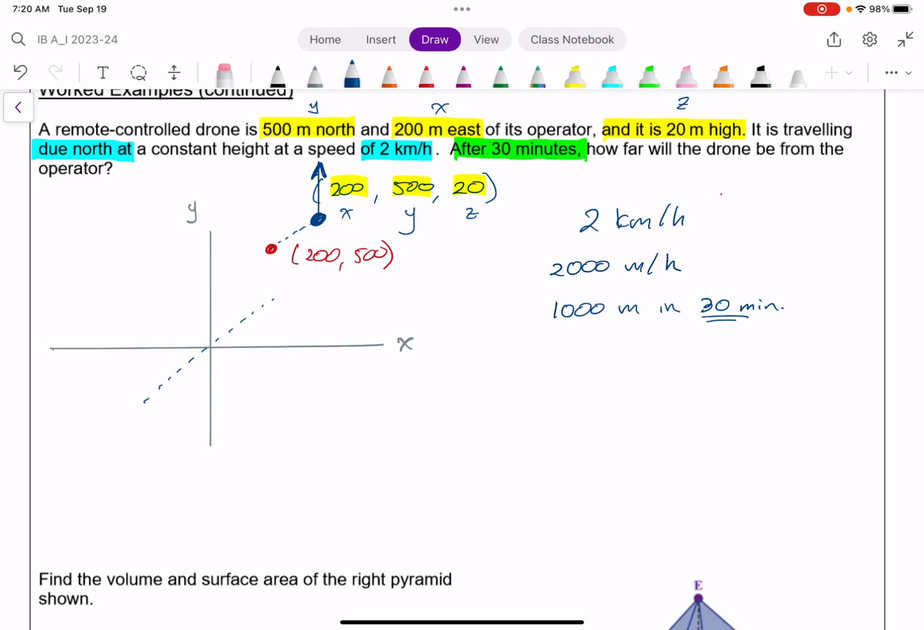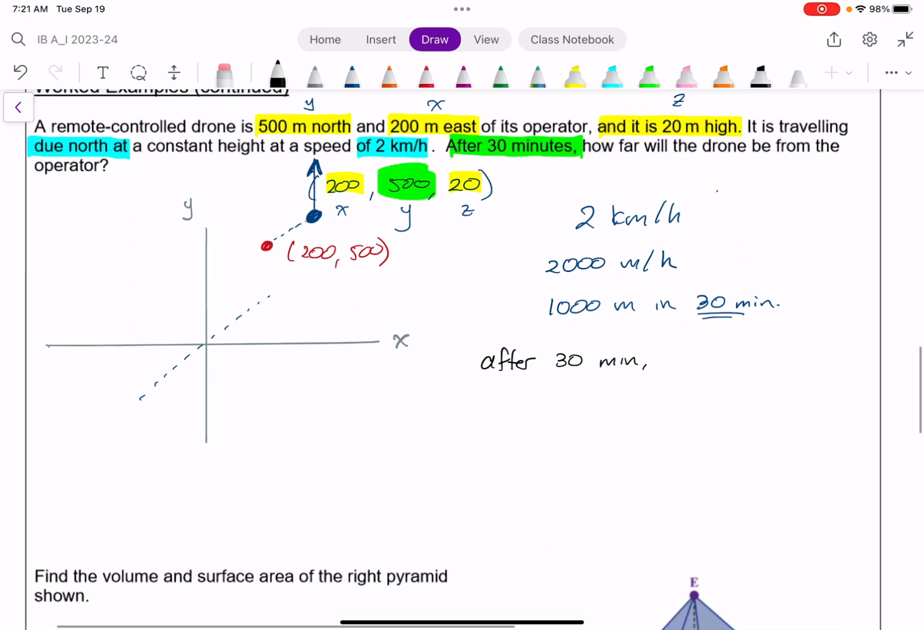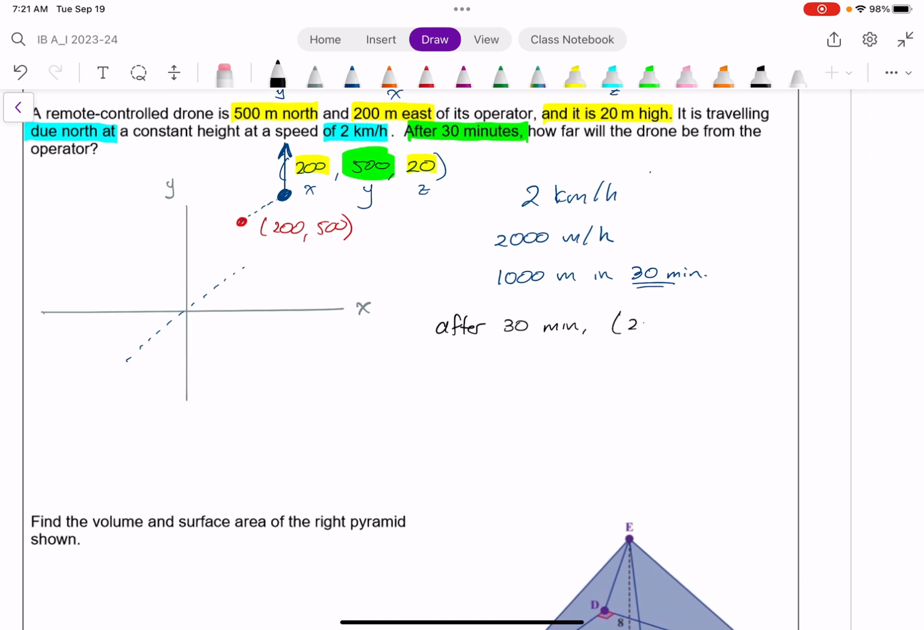Which means, of these coordinates here, my y coordinate should have changed up to a higher number, up to 1,500, because it's now traveled an extra 1,000 meters north, 1,000 meters in the y-axis. So after 30 minutes, this drone is no longer at 200, 500, it's at 200, 1,500. It's still 200 meters to the east. It's now 1,500 meters north of the operator, and it's remaining at a constant height of 20 meters.